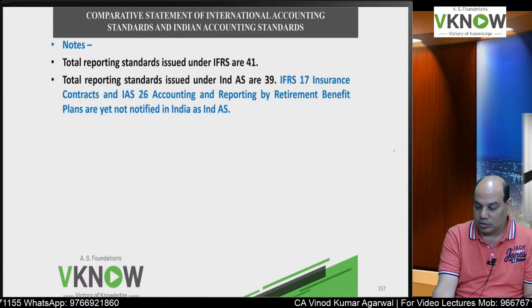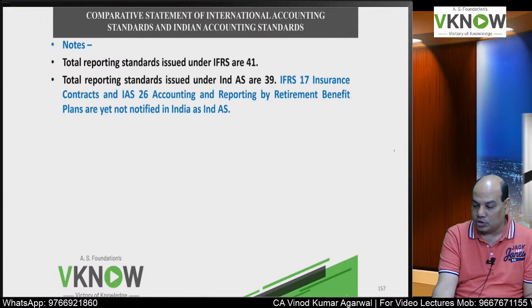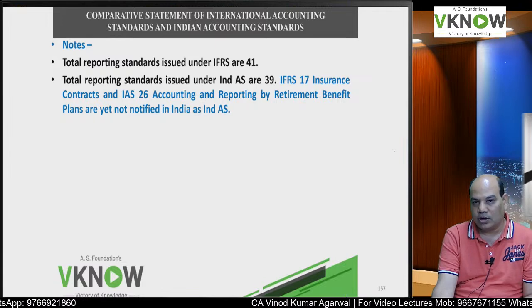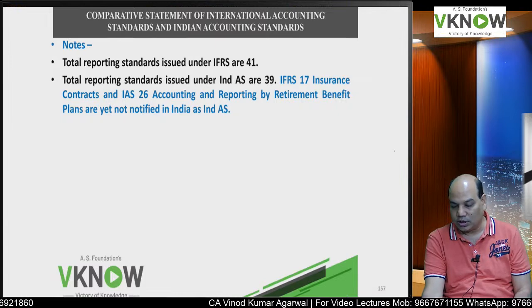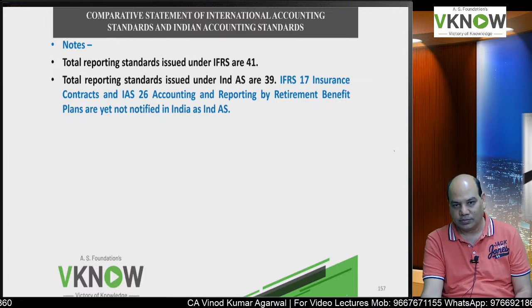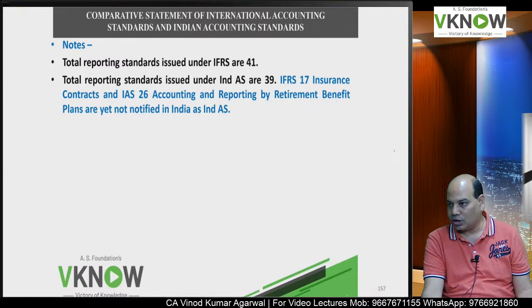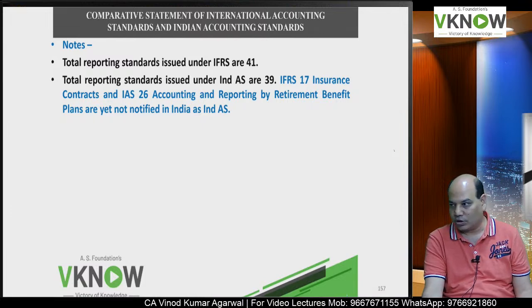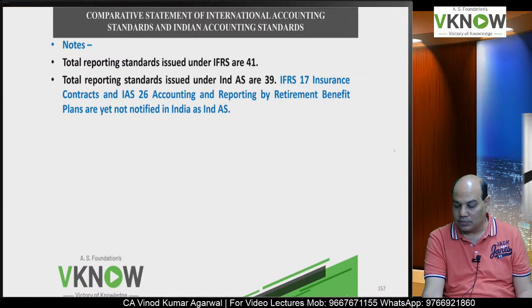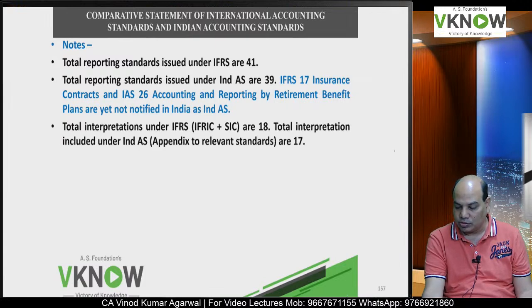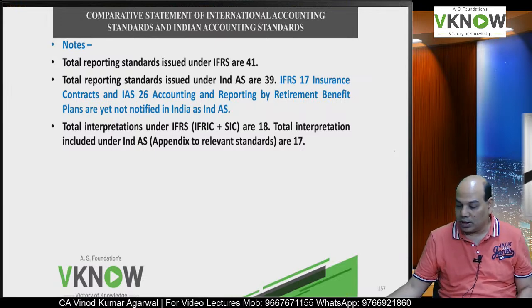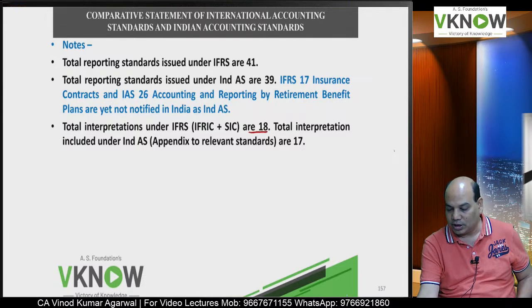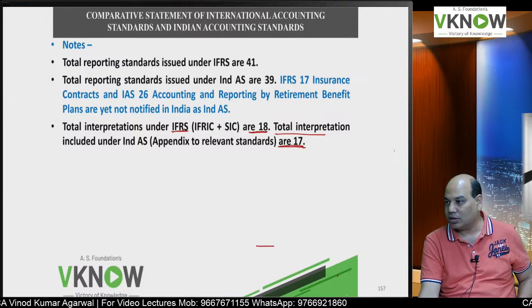So next point is total reporting standards issued are 41 under IFRS. But in India the reporting standards issued are 39. IFRS 17 and IAS 26 are not yet issued. I have told you, they are not yet notified in India. Then total interpretations are 18 under IFRS, but total interpretations under Ind AS are 17.